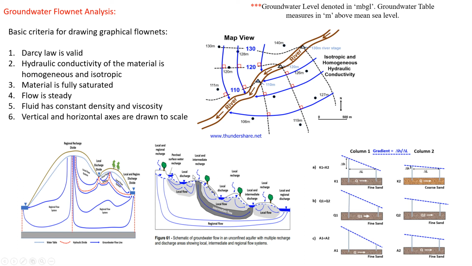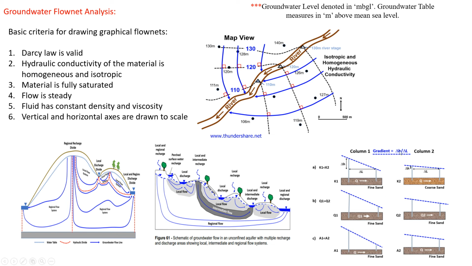The same applies here. From here to here, the water movement taking place is known as a local flow. From here to here, the water movement is known as intermediate flow. From here to here, where this total region is flowing, it is known as a regional flow.